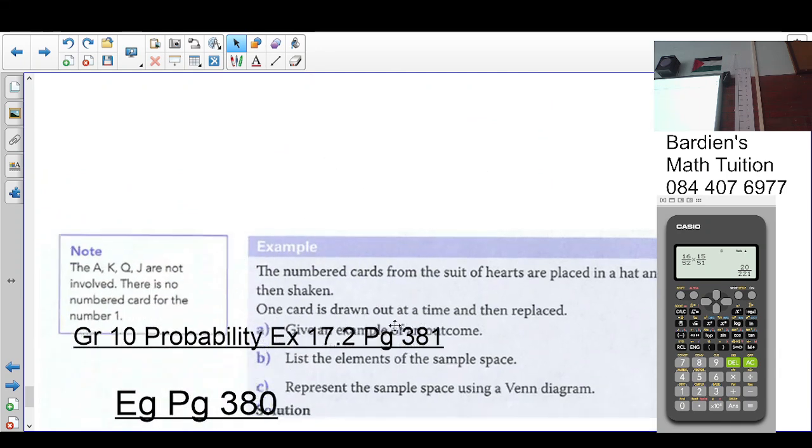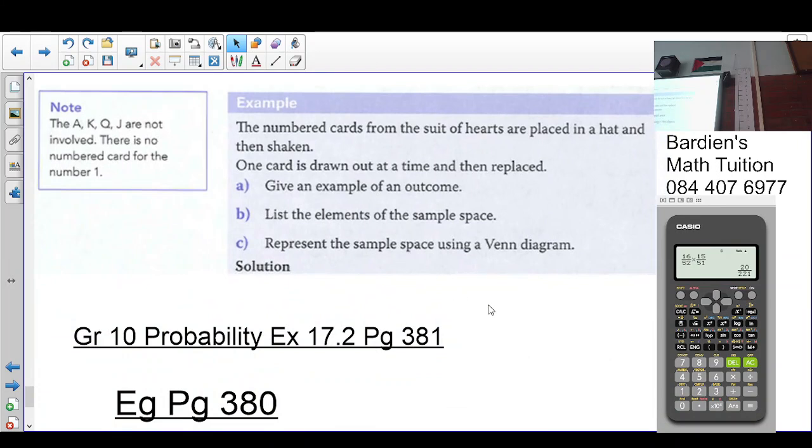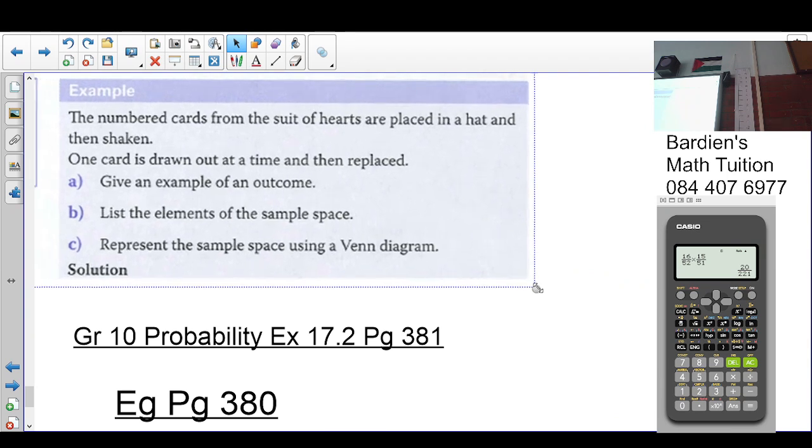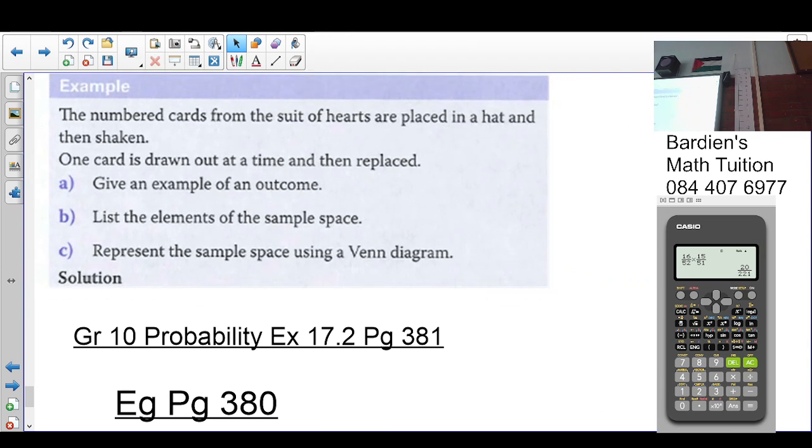This example is on page 380. Still on page 3. So, the ace, king, queen, jack are not involved. There is no number card for number 1. The ace, king, queen, jack are not involved. There are no numbered cards for, okay? I don't know what they mean there, but okay. Let's look at number 6.